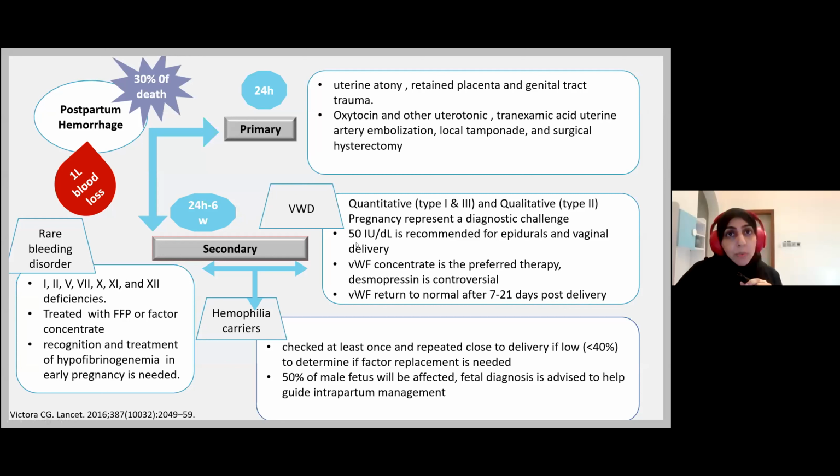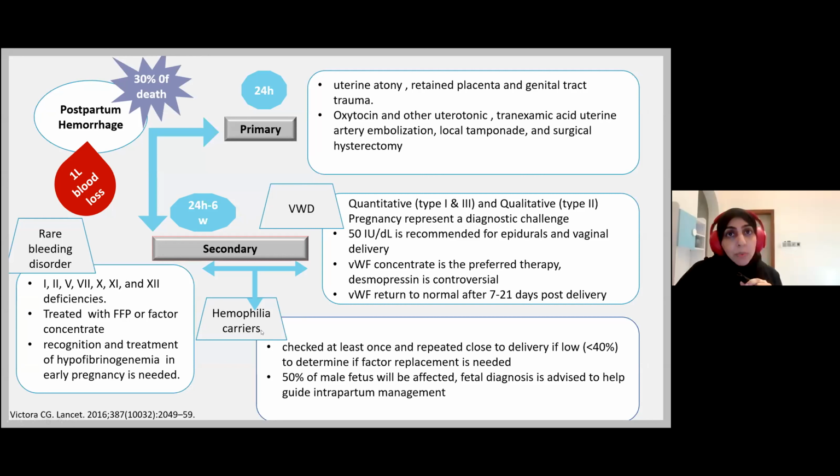Treatment using von Willebrand factor concentrate is the preferred choice, as desmopressin is controversial. Some try to avoid it as it causes placental insufficiency or hyponatremia in the mother, and others reported that they use it routinely with no complications.